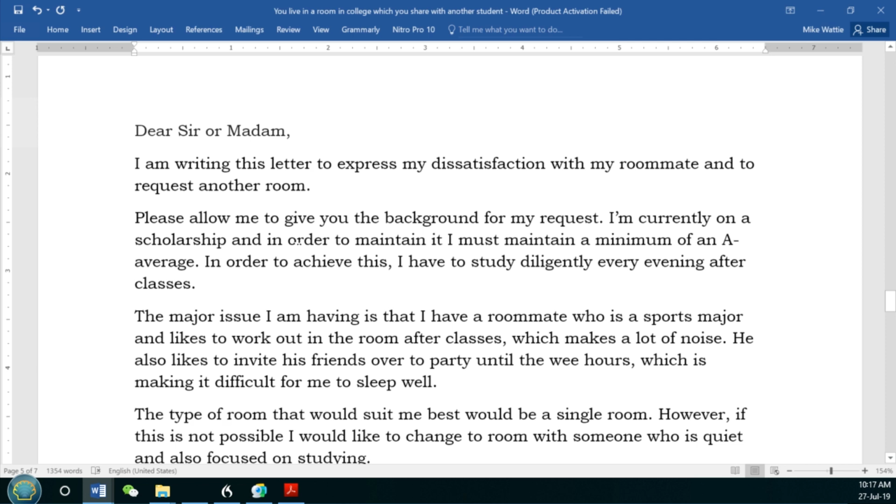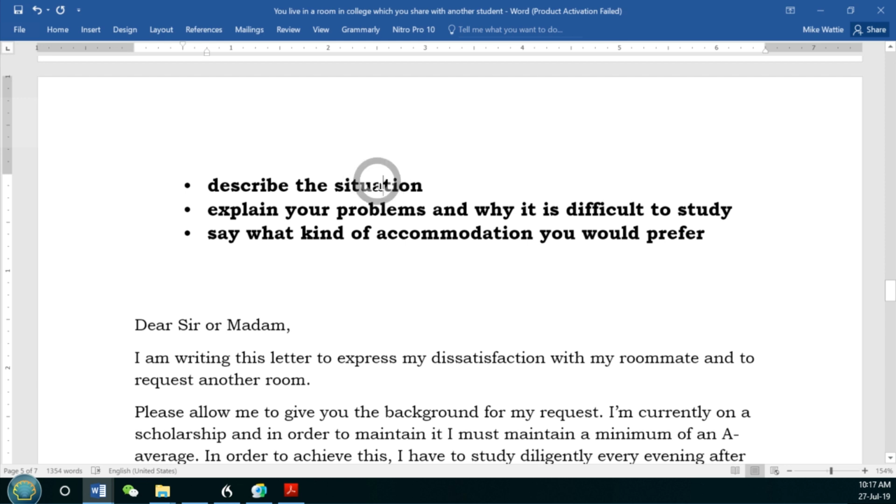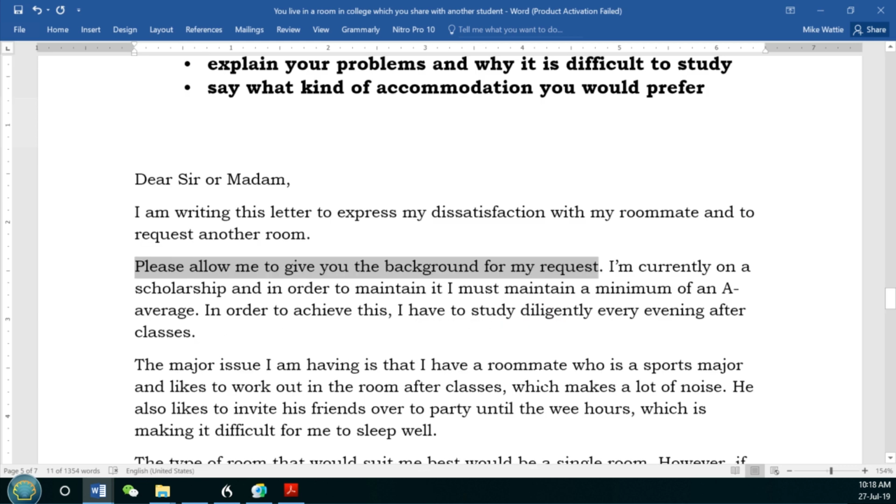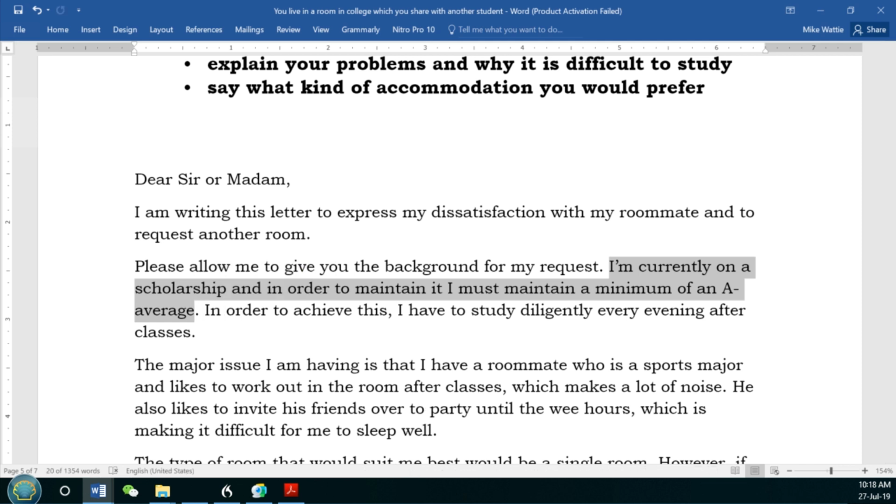Okay, then we want to respond to the first bullet point. Remember about the situation. We want to describe the situation, and I've paraphrased or rephrased to background. Please allow me to give you the background for my request. And we go on to this situation. I'm currently on a scholarship, and in order to maintain it, I must maintain a minimum of an A- average.